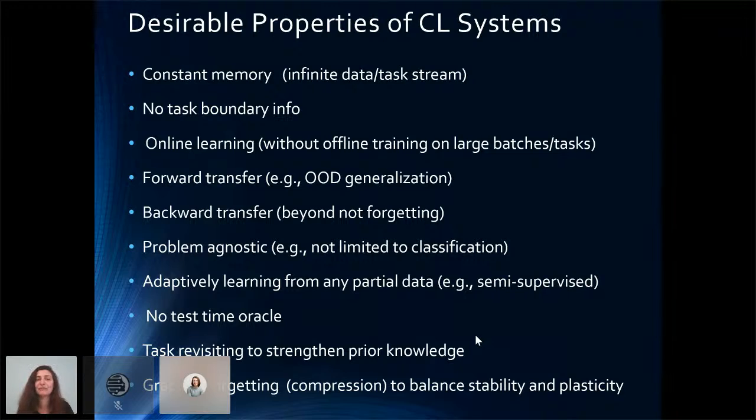Yes, as I mentioned, you would like good forward transfer, what you learn up to now. You want it to be generic enough so it will generalize well to future unseen and potentially quite different tasks, well, hopefully still having something in common with what you've seen before. So you want to also solve out of distribution generalization as a part of continual learning, and you want good backward transfer, at least not forgetting. And you want it, as I said, to be problem agnostic.